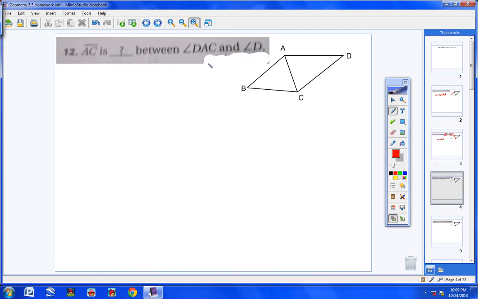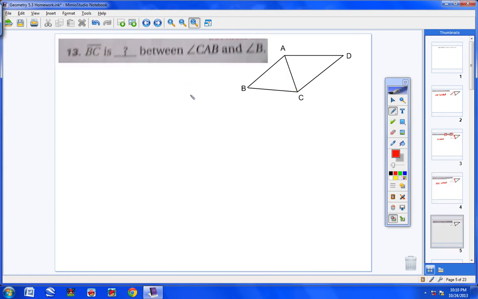All right, number 12, angle DAC, so D, then A, then C, so this angle here, and angle D. So angle D right here. And the side we're talking about is AC. So here's AC. Is this side AC between these two angles? No, it is not. So we say that AC is not included between the two given angles. Not included. Let's take a look at 13.